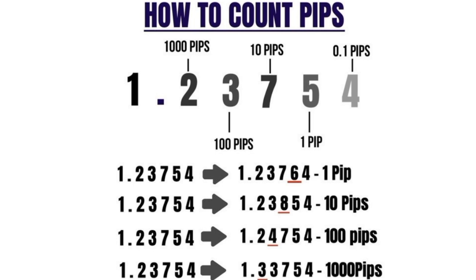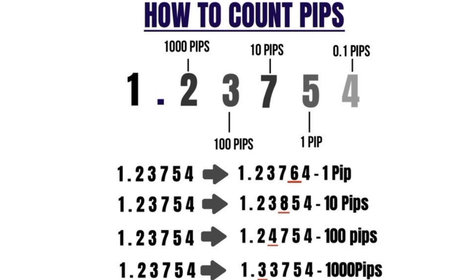So let's go. If we have 1.23754, remember we work with 4 decimal places, so we're considering 2375. If we look at the 1,000 pips, we come to 6. If we are looking at the 1 pip, we come to 6, which is in 4 decimal places. Remember, the fifth one still remains, and it might change to 65. We are not concerned with that.